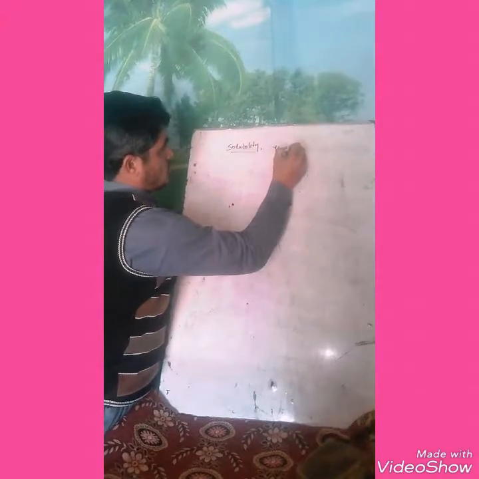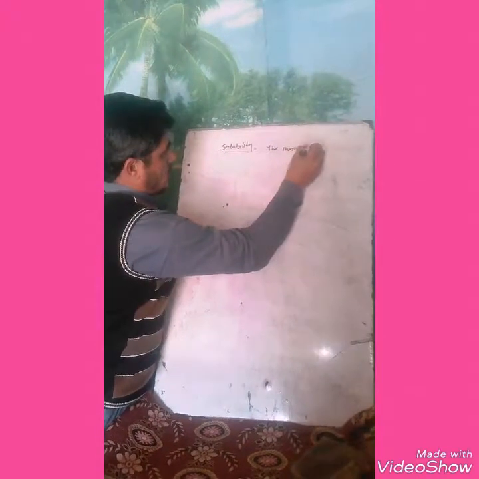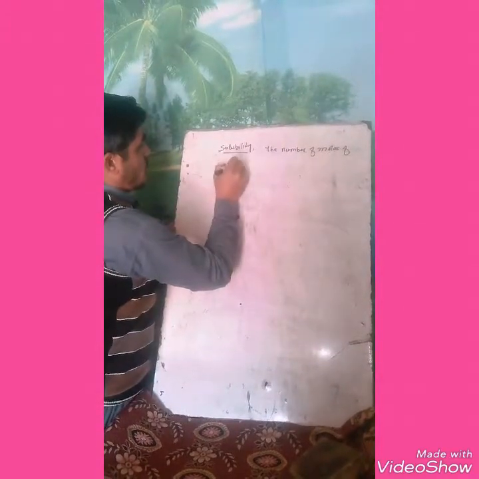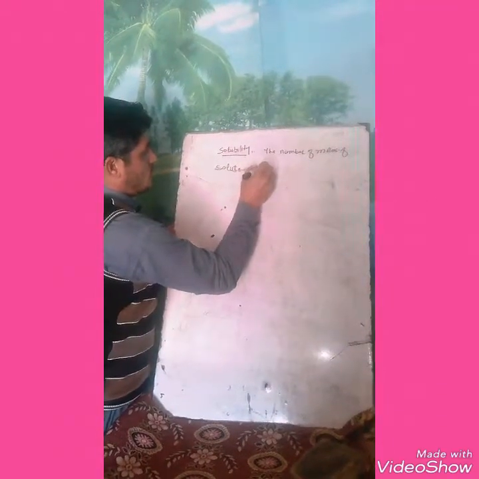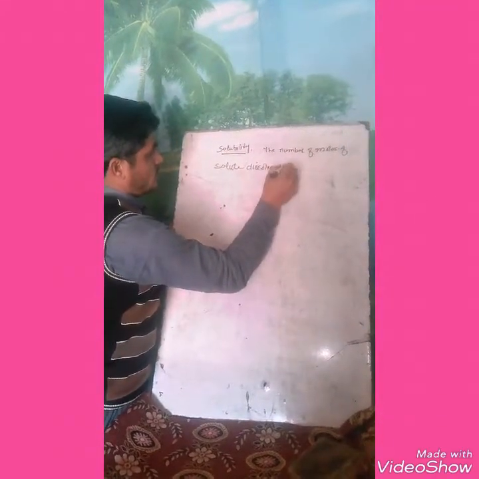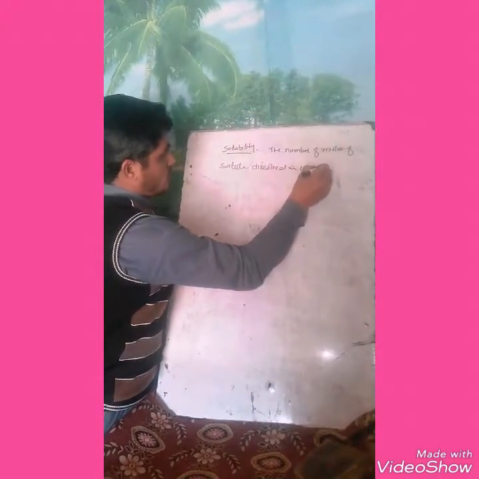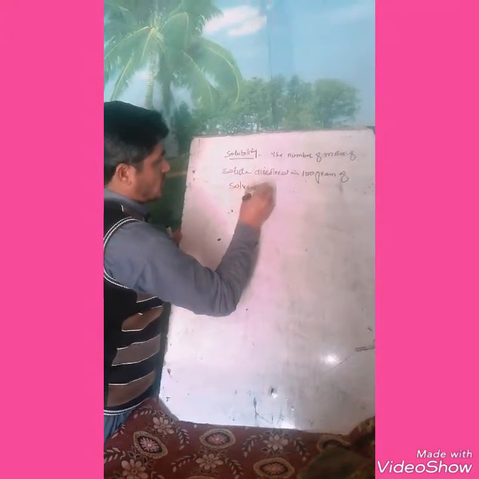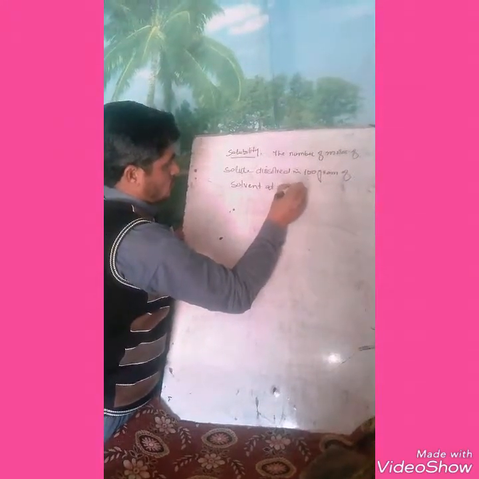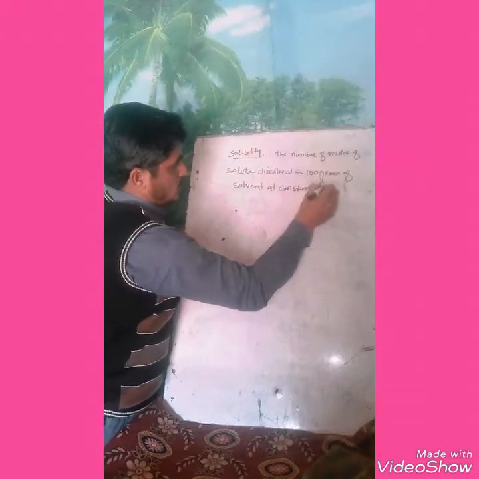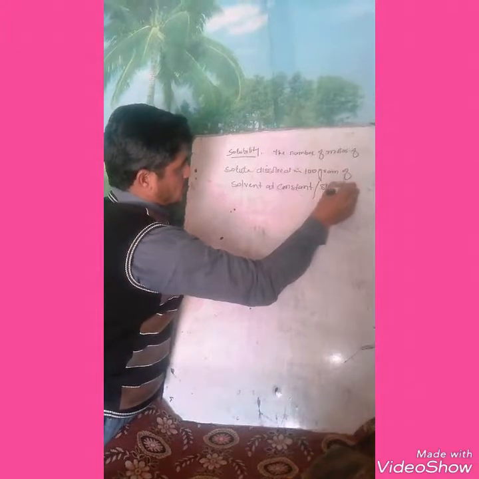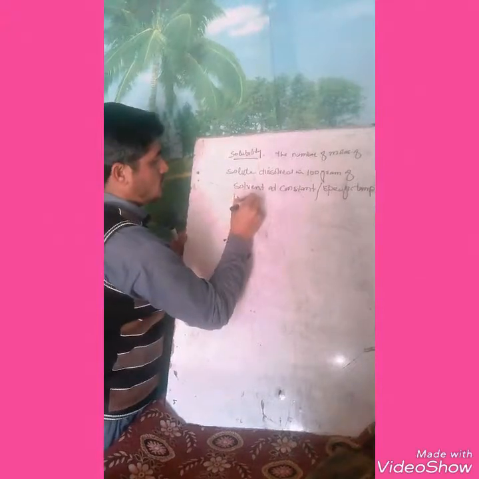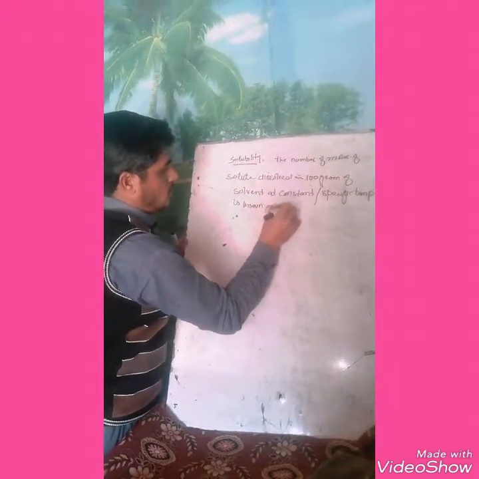The number of moles of solute dissolved in 100 gram of solvent at a constant or specific temperature is known as solubility.